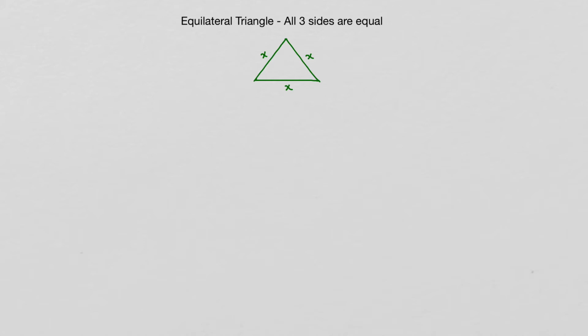And the other unique thing about an equilateral triangle is that all three angles are the same. Now, what angle do you think that would be if all triangles have a total of 180 degrees? If you guessed 60, then you are correct. So all three angles would have 60 degrees.